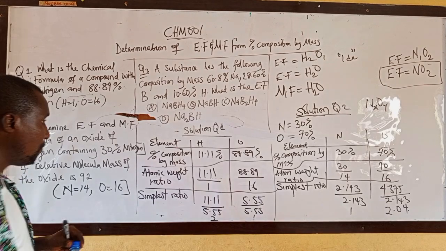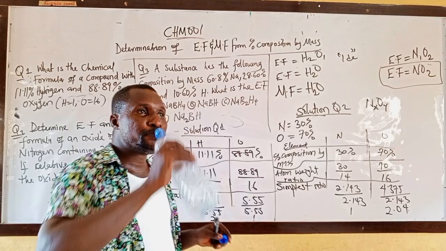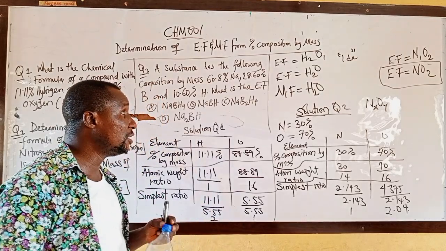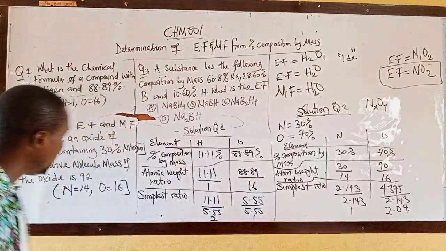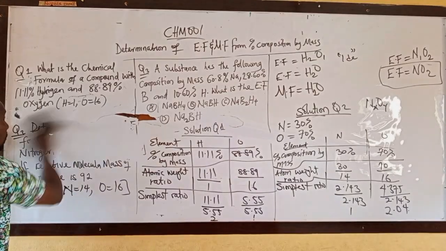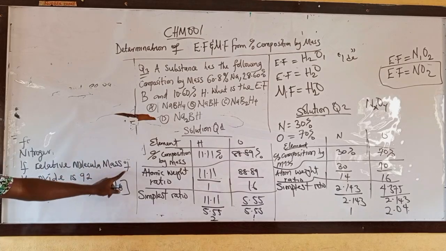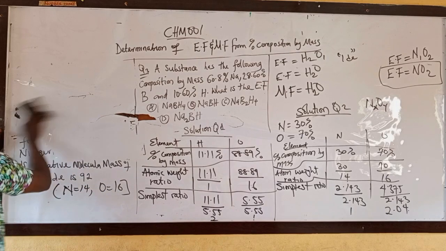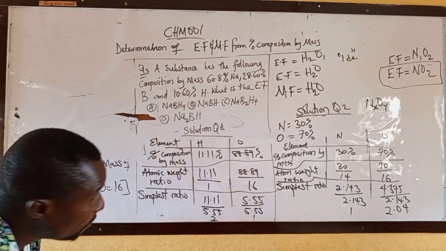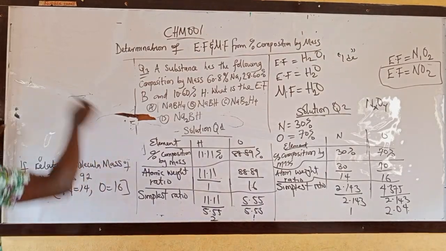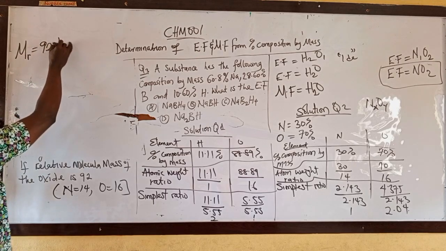Calculate the molecular formula. This question is from your JUPEB. Calculate the molecular formula when the relative molecular mass is given as 92. Relative molecular mass is given as 92 gram per mole.